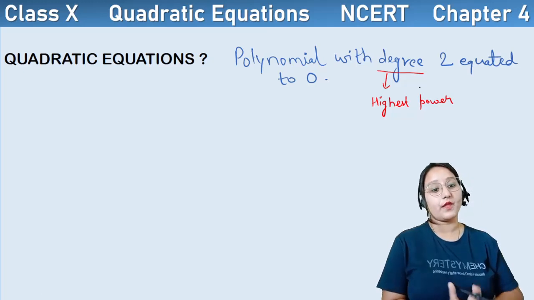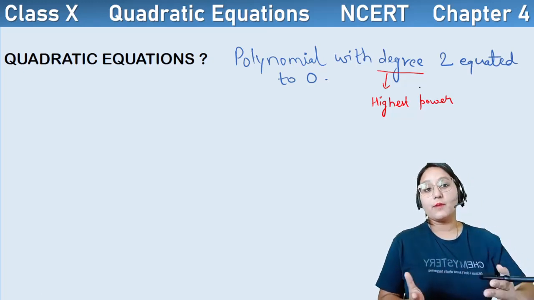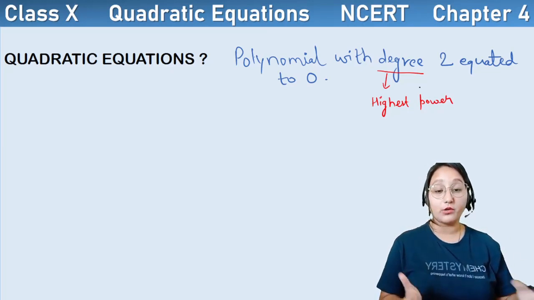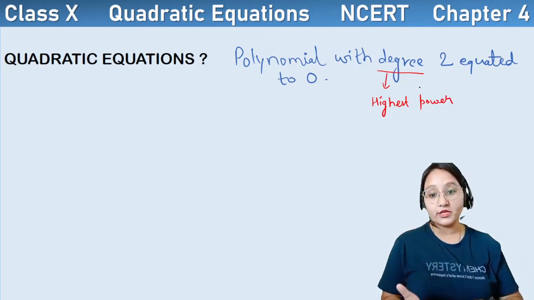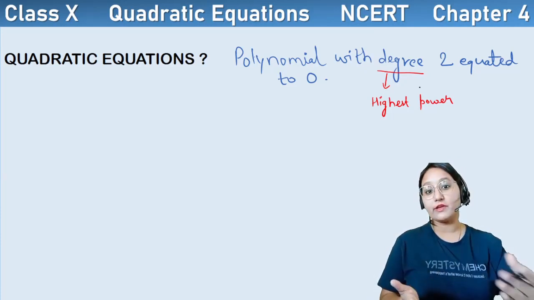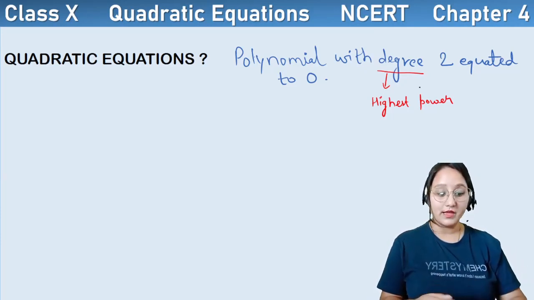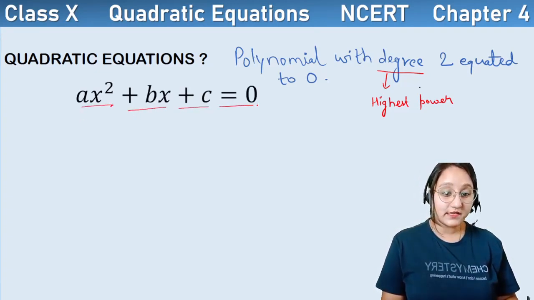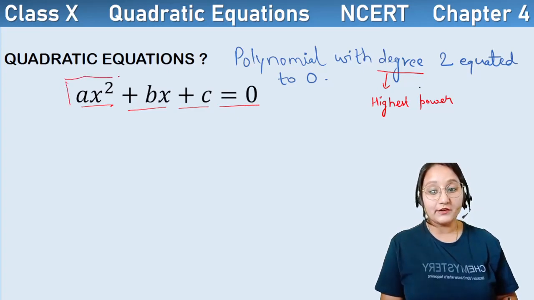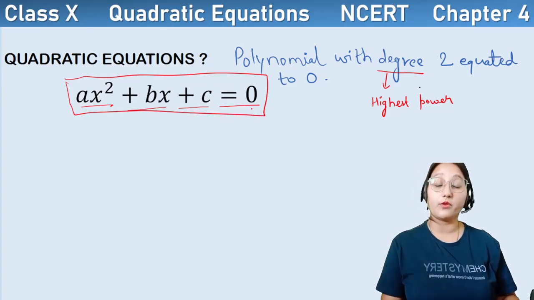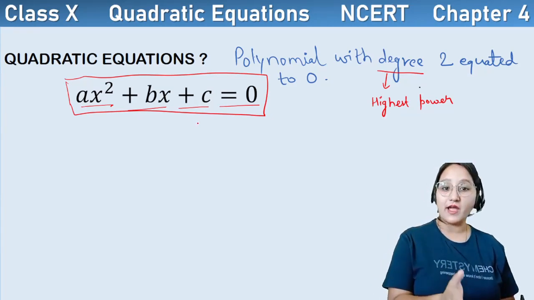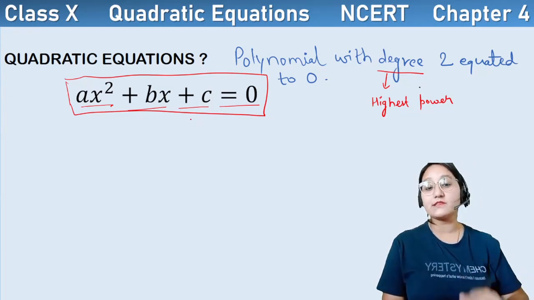Now if we talk about the standard form of a quadratic equation, what is the standard form in which an equation can be written so that we can call it a quadratic equation? Let's see. ax square plus bx plus c is equal to 0. This is the standard format in which any equation can be written, and that equation will be called a quadratic equation. Now see, this equation also has some mandatory rules to be called a quadratic equation.